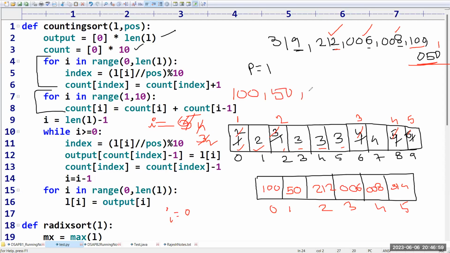Next, any number ending with 1? No. Next, a number ending with 2 is there. Numbers ending with 3 and 4 are not there. A number ending with 6 is there. A number ending with 8 is there. A number ending with 9 is there. Like this we will get. So after the first pass, is it our list or not? Yes. So this process we have to repeat for position equal to 2 also.